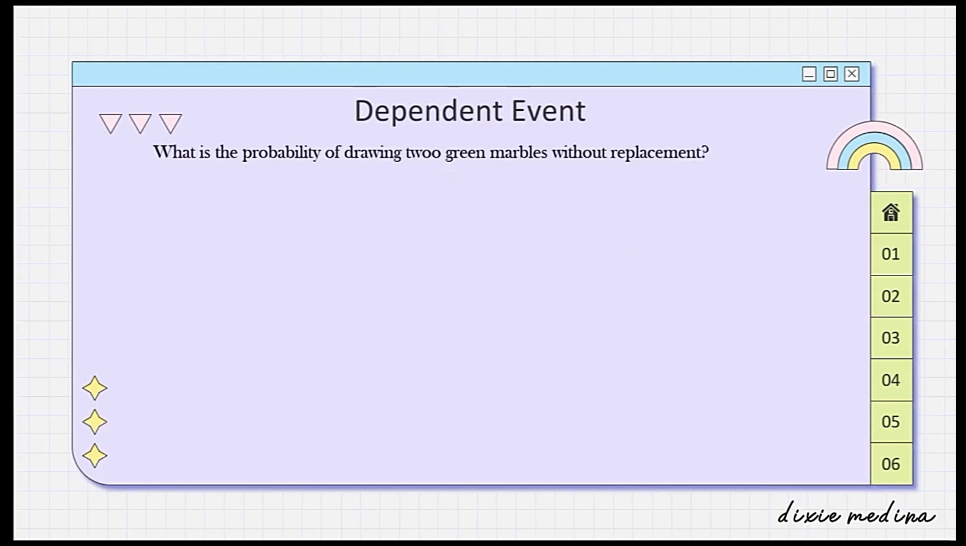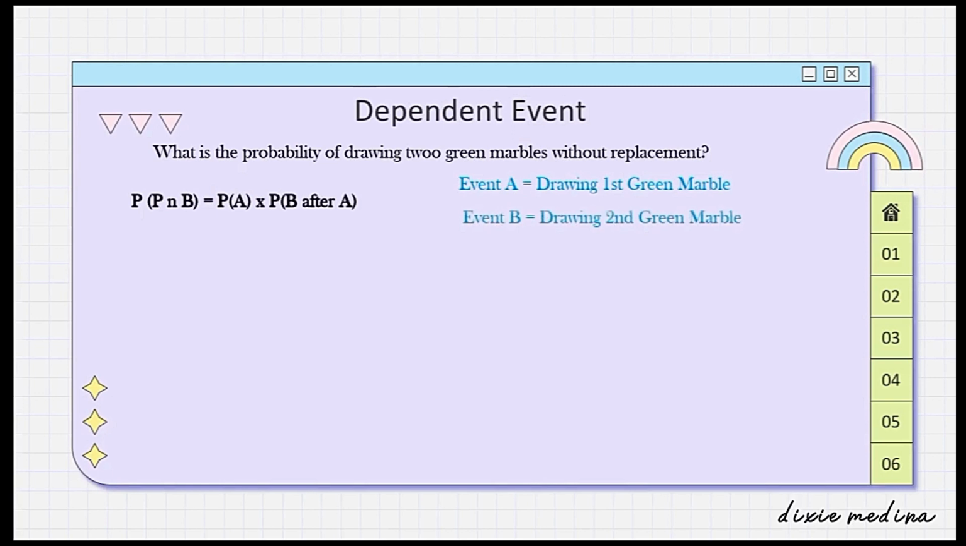What is the probability of drawing 2 green marbles without replacement? To solve this question, we will use this formula, except we have to make some modifications to it. The probability of A and B is equal to the probability of A multiplied by the probability of B after event A has occurred. We'll assign event A as drawing the first green marble. We'll assign event B as drawing the second green marble.